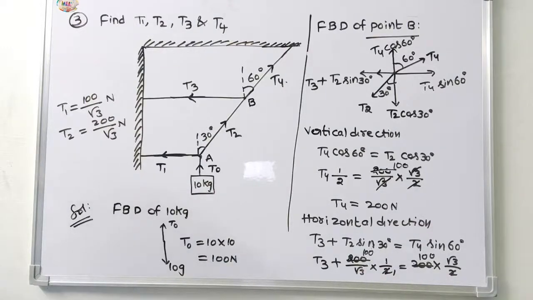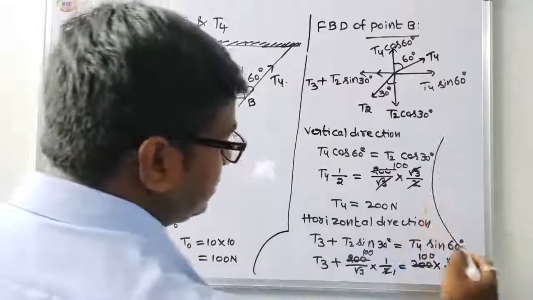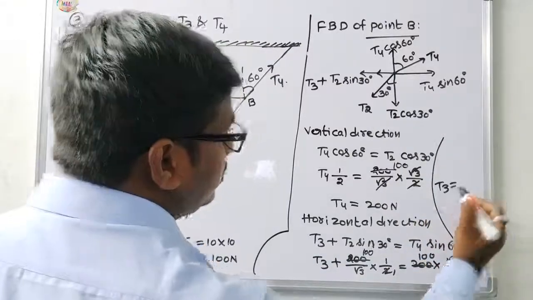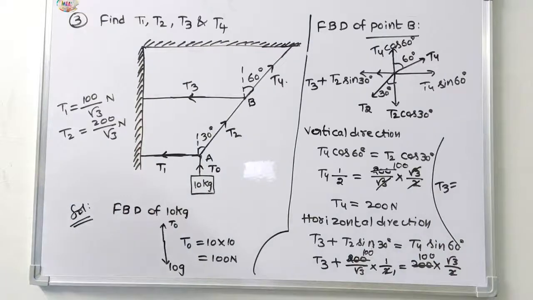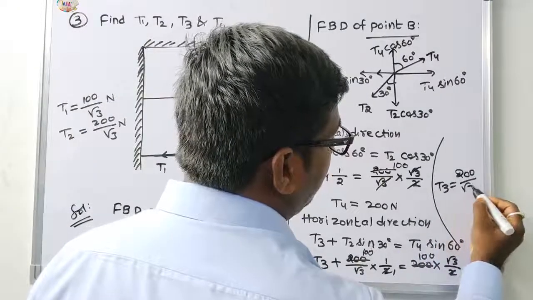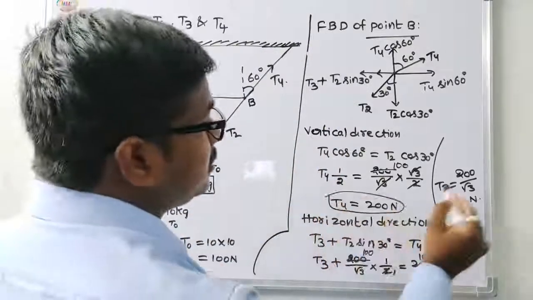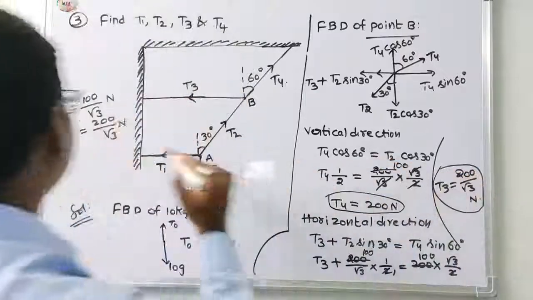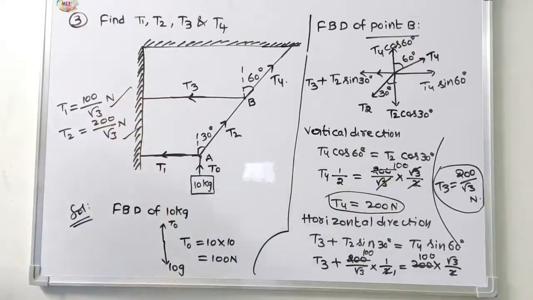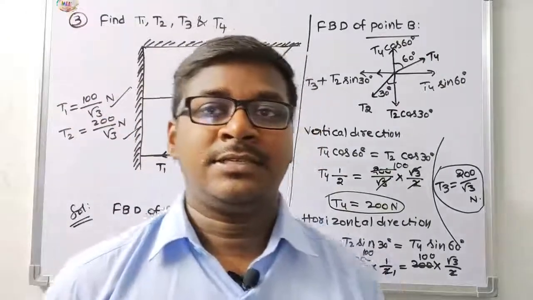Simplifying, 100 by root 3 is equal to 100 root 3. Okay, so T3 is equal to 200 by root 3 Newton. T4 is found, T3 is also found, and T1 and T2 are found. This is the third problem. It is a very important problem.